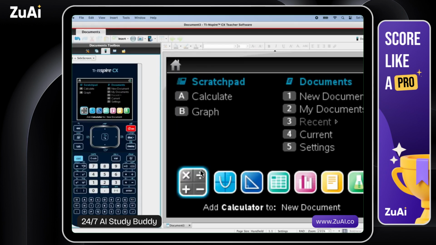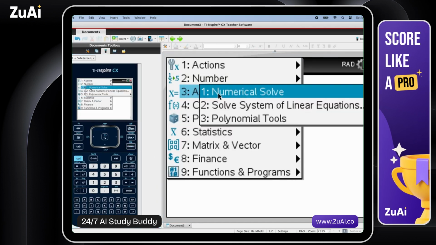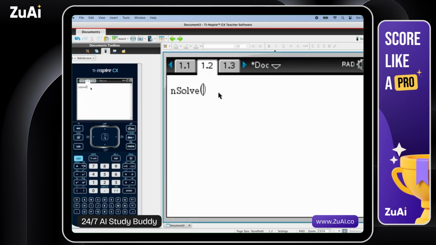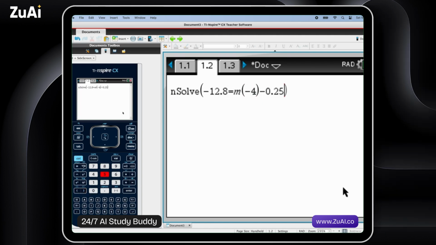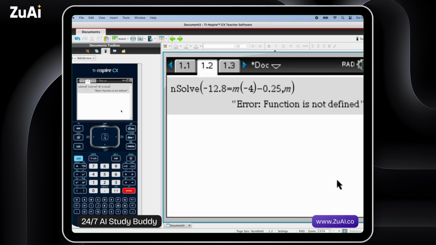So back at the calculator screen, menu, algebra, numerical solve, and we'll go -12.8 equals m times -4 minus 1 over 4. I'm just going to put that as 0.25 and ask the calculator to solve for m. Oops. The function is not defined. Okay. So something went wrong.